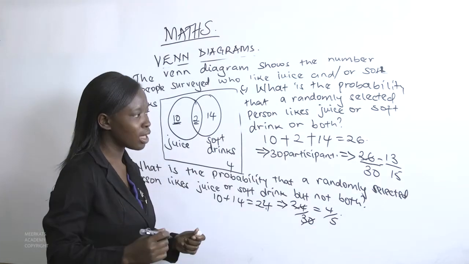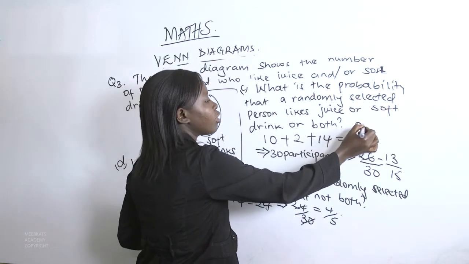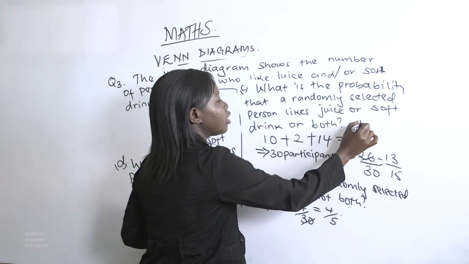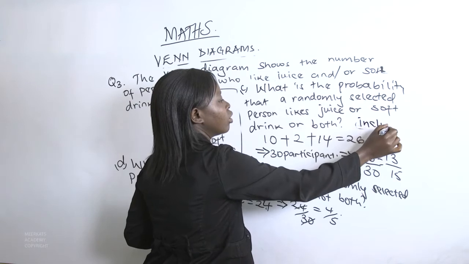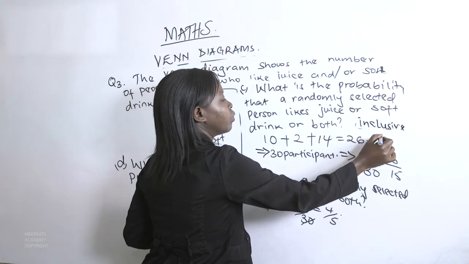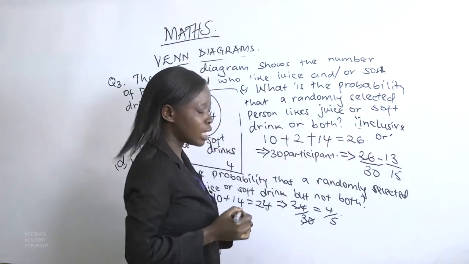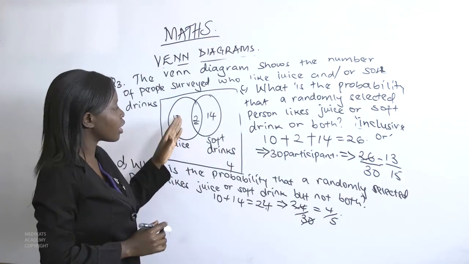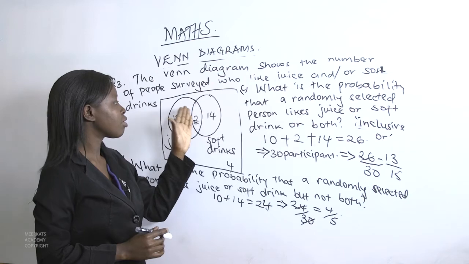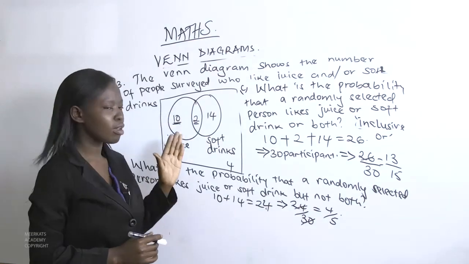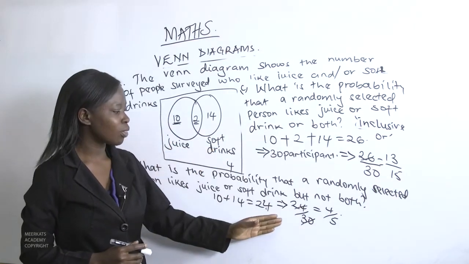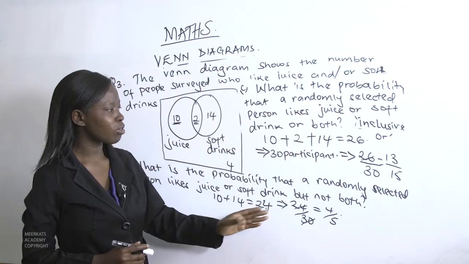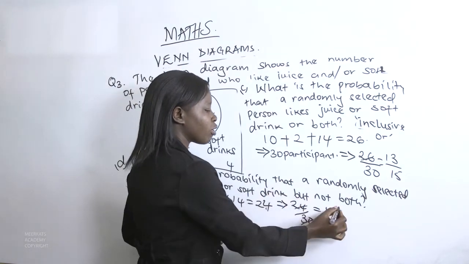It means that here our OR is inclusive. So this is an inclusive OR. So inclusive in that it includes the other category of people. That is those who like both juice and soft drinks. But in this case, the other case, we are having an exclusive OR.